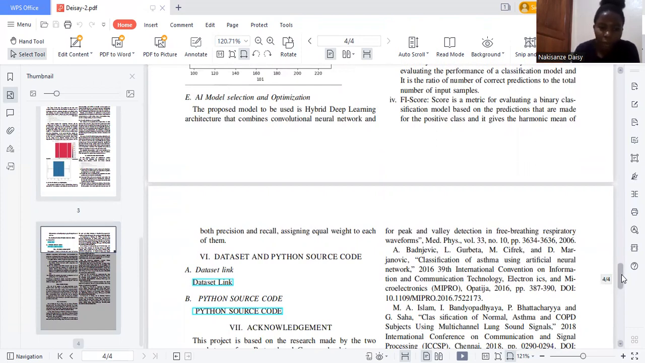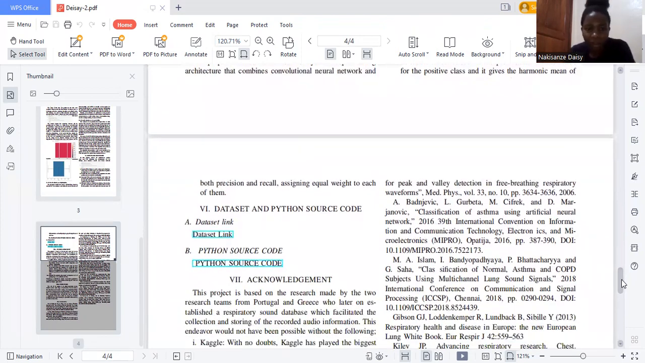In this paper, I provided a link to the data set that I used. I have also provided the link to my source code for the project.